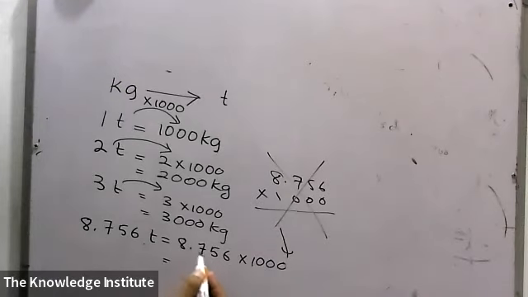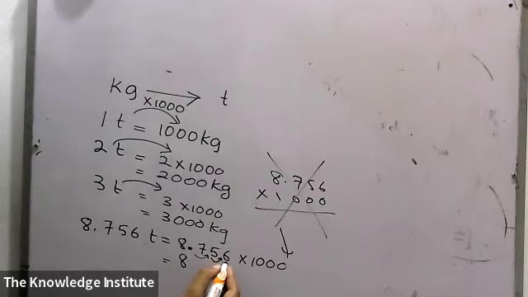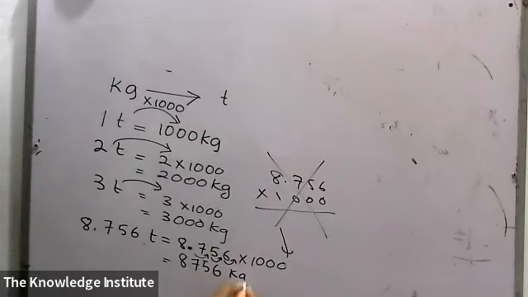Now what you have to do is, whenever you multiply by 1000 or 100 or 10, you see how many zeros you have, and then you move the decimal point according to the number of zeros. We have 3 zeros here, right? We are going to move the decimal point 3 times. So let's count: 1, 2, 3. So without the decimal point, you are supposed to write 8756 kilograms. Did you understand?